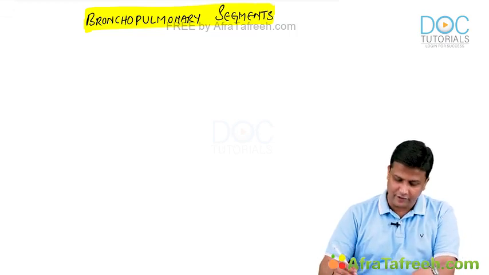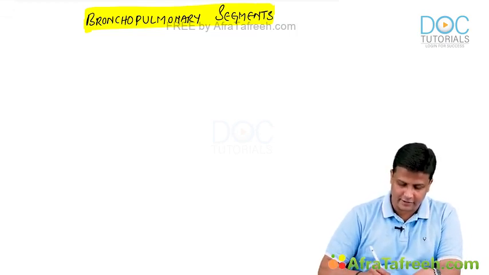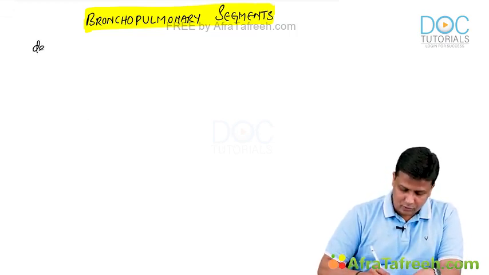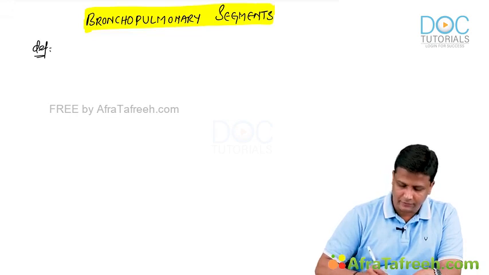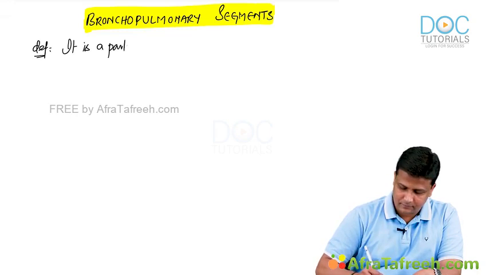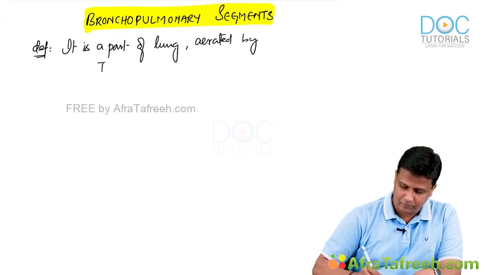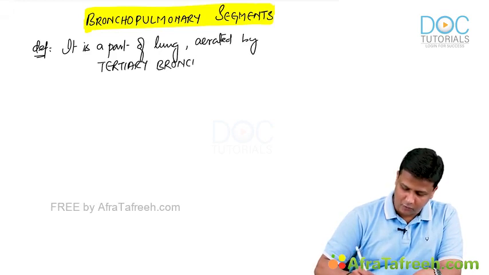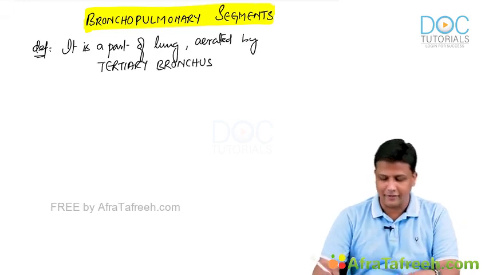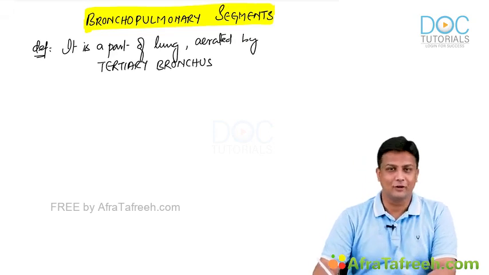First of all, the definition of bronchopulmonary segment here, guys. What is the meaning of bronchopulmonary segment? It is a part of the lung which is aerated by tertiary bronchus. Now I want you all to please write that in capital letters. There is a reason for that.